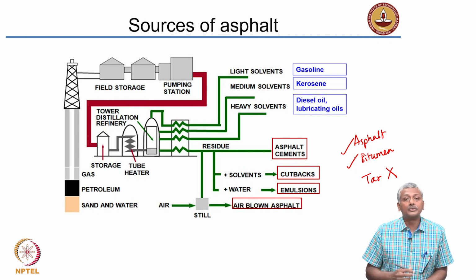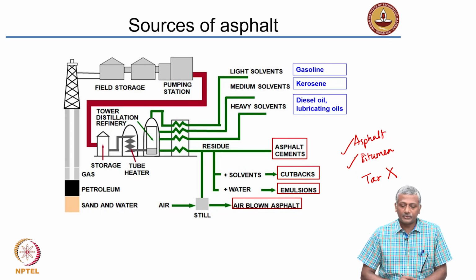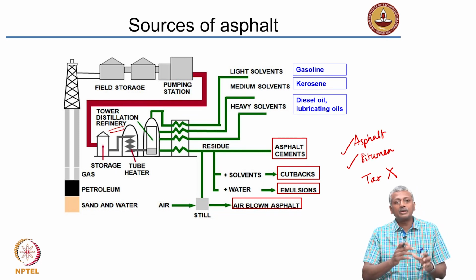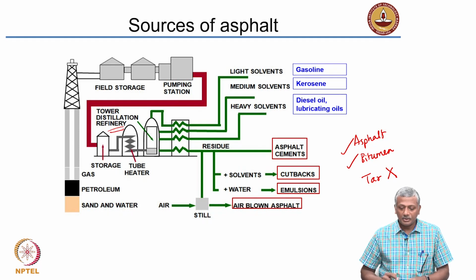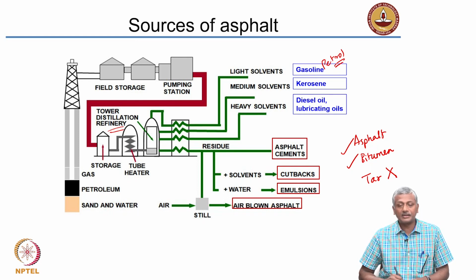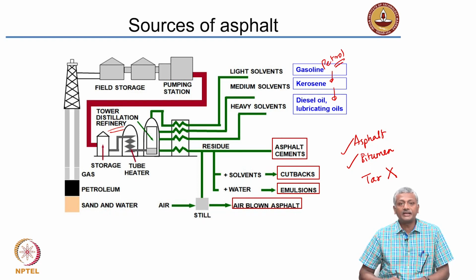Okay. So, bitumen or asphalt is obtained during your fractional distillation of crude oil. So, you take crude oil and then you are sending it through your distillery or refinery, and then you make all kinds of products from it. Okay. You get light solvents like gasoline or petrol. Gasoline or petrol is basically a light solvent. Then you get medium solvents like kerosene, and then you go towards heavier solvents like diesel oil or lubricating oil.